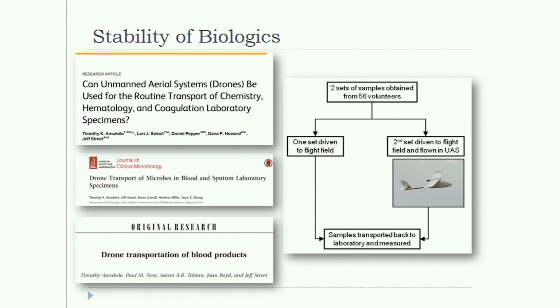For all these studies, we had the same approach, which is we got 2 sets of samples that were as similar as we could make them. If it was from volunteers, we got 2 sets of samples from a single draw. One set was driven to the flight field and held there, and the second set was driven to the flight field and flown in the drone. Then both sets of samples were taken back to the laboratory and measured.